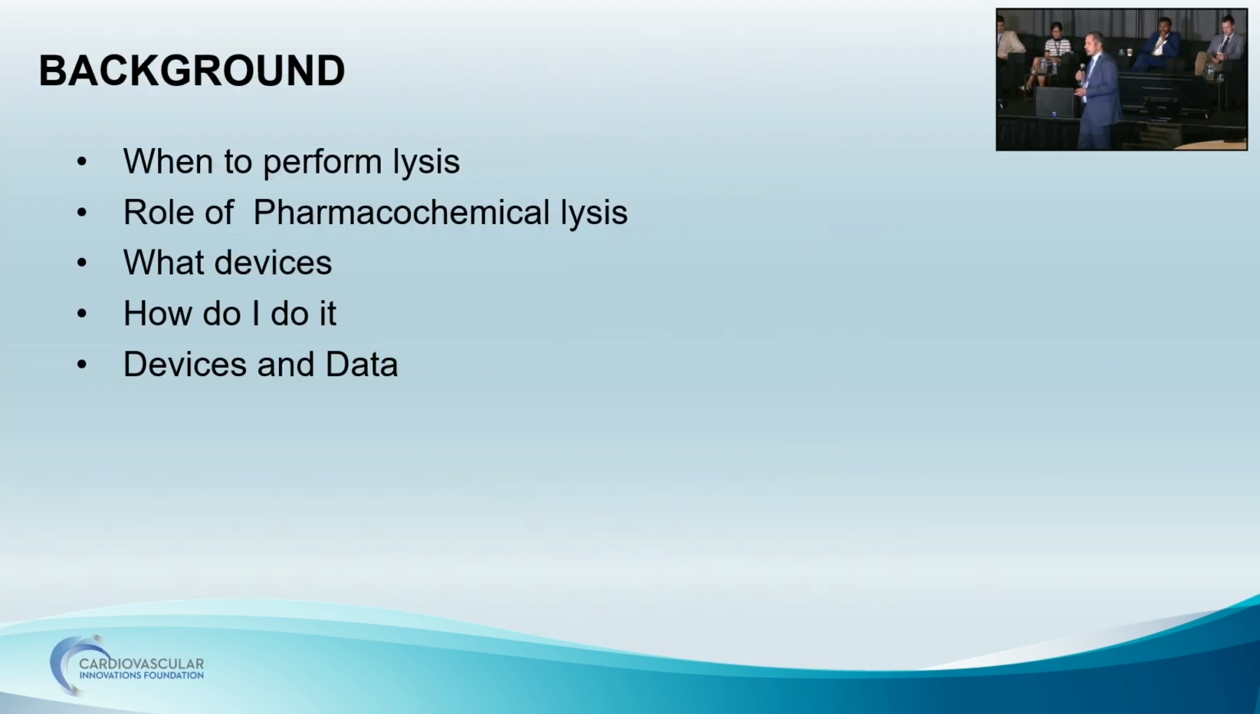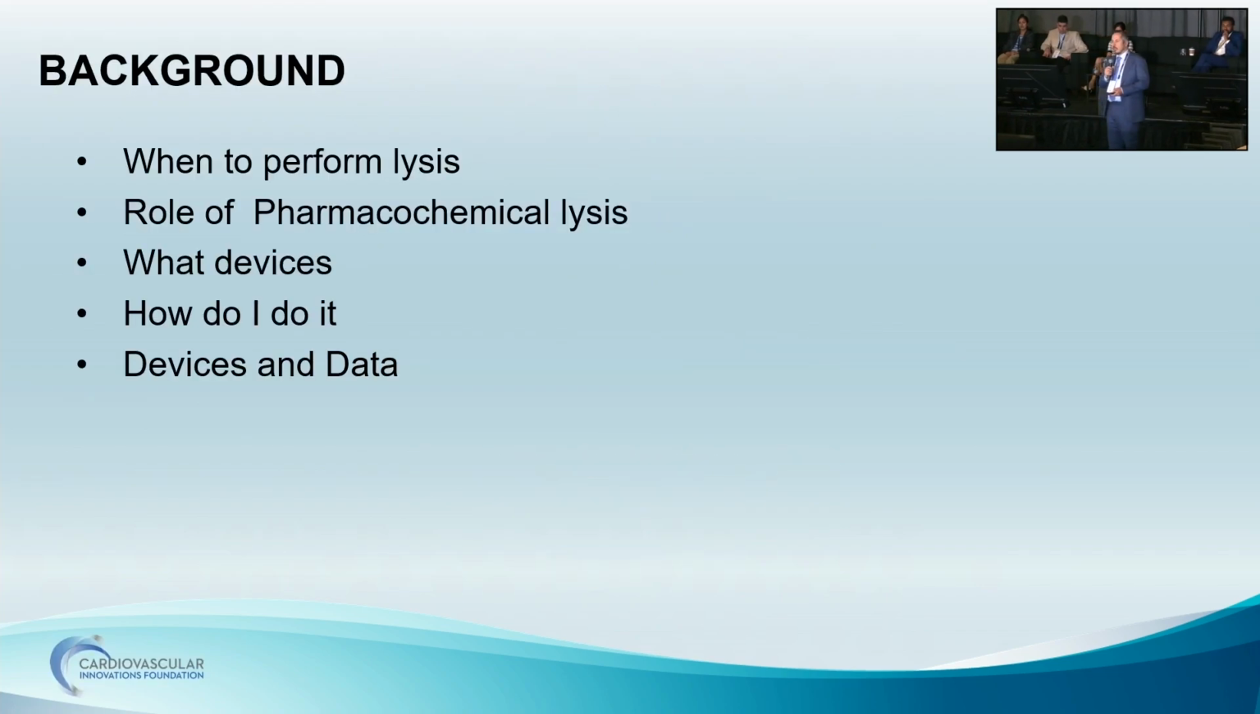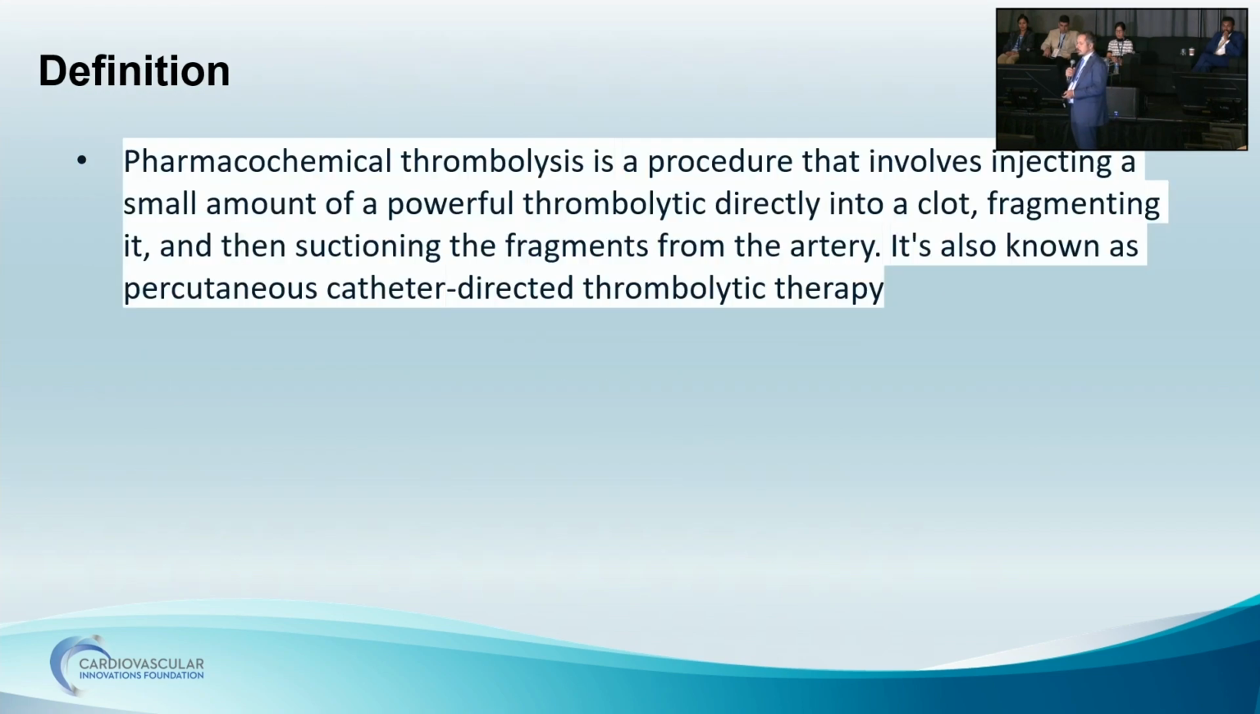So basically the conversation is the role of pharmacomechanical lysis in patients with acute limb ischemia or a thrombotic vessel, and the question is: when do we perform it? What is the role of lysis, and what device? There are many devices on the market, which device should we be using, and what is the technical part of it. Acute limb ischemia can happen from an embolization, which I think we just covered. It can also happen from a local plaque rupture, or post-surgery or post-procedure when your anticoagulation is not sufficient.